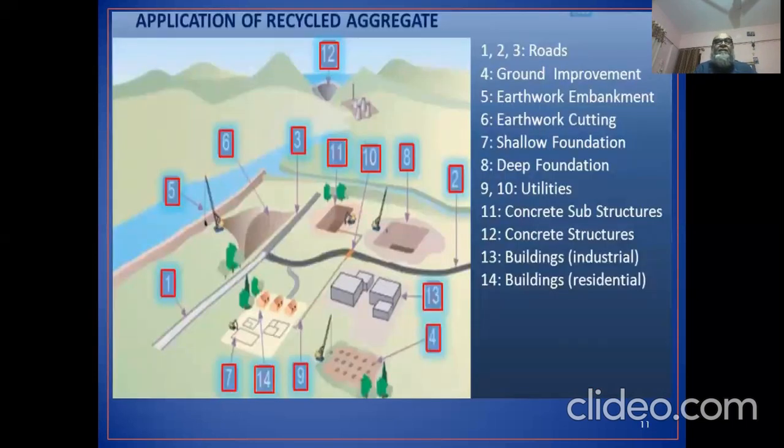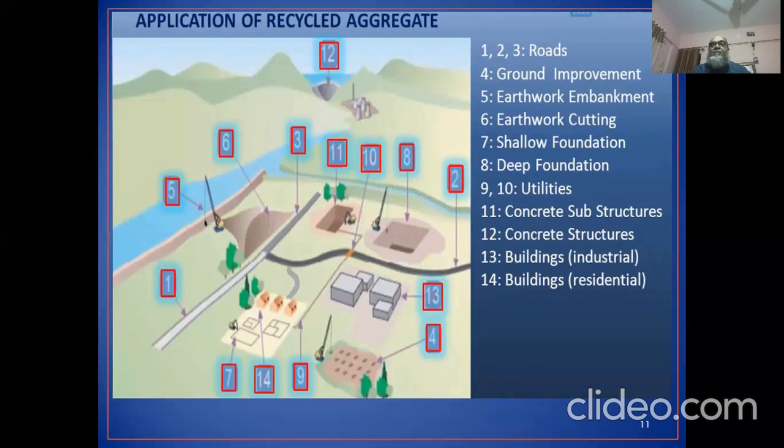Now, let's try to summarize in how many ways you can use those aggregates. Actually, we can categorize as 14 places. For example, in the given diagram, we say there are number 1, 2, 3. They are all roads where this recycling has been used.